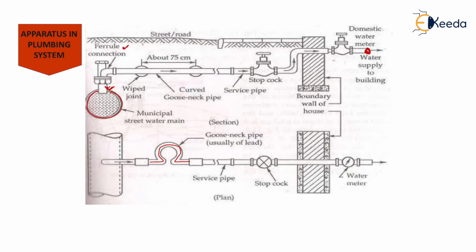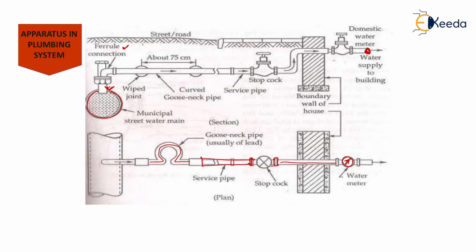Now from this gooseneck we generally connect the GI pipe or the galvanized iron pipe, and from the galvanized iron pipe we generally connect a stopcock which is generally used for regulating the flow of water in the household, and from that stopcock we generally connect a water meter which is used for measuring the amount of water used in the house. That is the apparatus in the plumbing system.